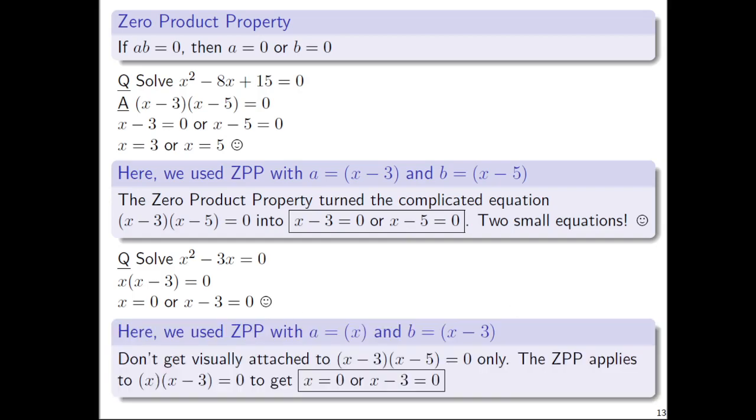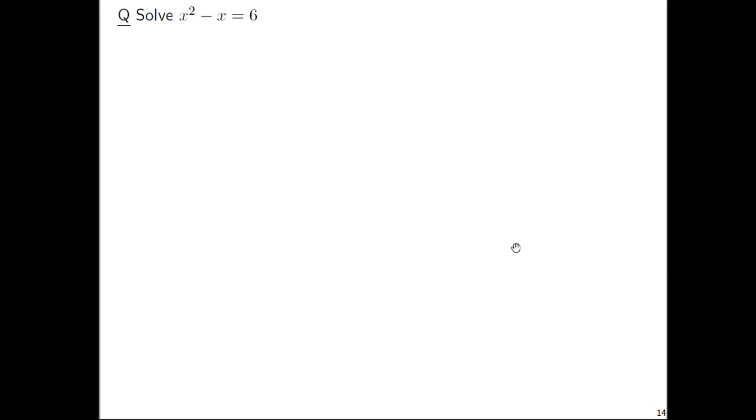Here's the thing. Don't get visually attached to the format of x minus 3 times x minus 5 equals 0, right? So that's not the only time the zero product property applies. The zero product property also applies with a equaling just good old x and b equaling x minus 3. There's nothing in the zero product property that says that both a and b each should consist of two things or two terms or anything like that.